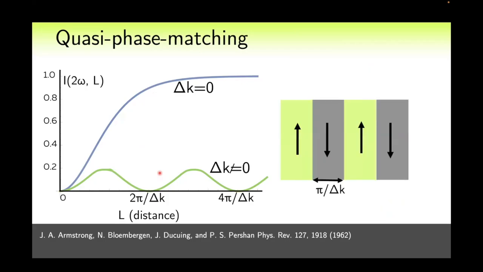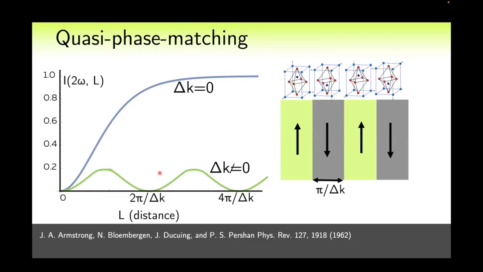We just need to create a medium where the corresponding component of the chi susceptibility tensor would change sign after a distance of pi over delta k. So we simply need to create a structure where the lattice direction periodically changes. And in this case, we achieve the condition of quasi-phase matching.